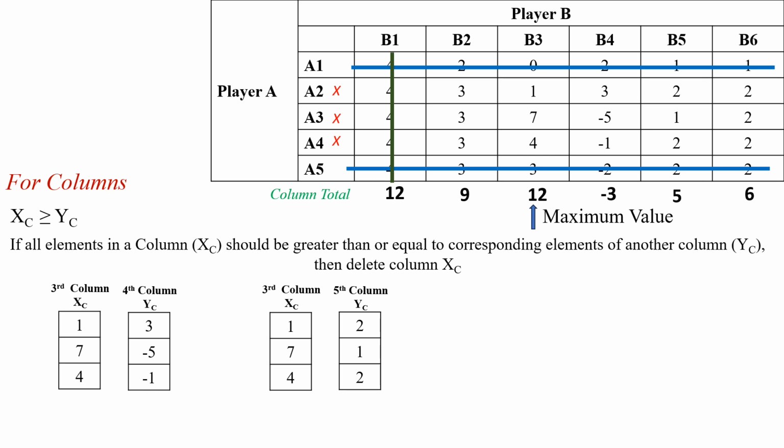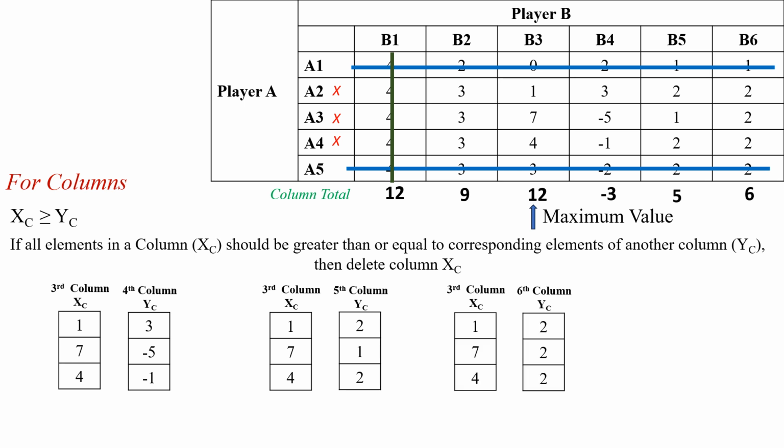So here also dominance rule is not satisfying. So next we have to compare this third column with the sixth column, because the next minimum value is for the sixth column. So compare the third column elements with the sixth column elements. Same here also, 1 is not greater than the 2, moreover 1 is not equal to the 2. So here also dominance rule is not satisfying.